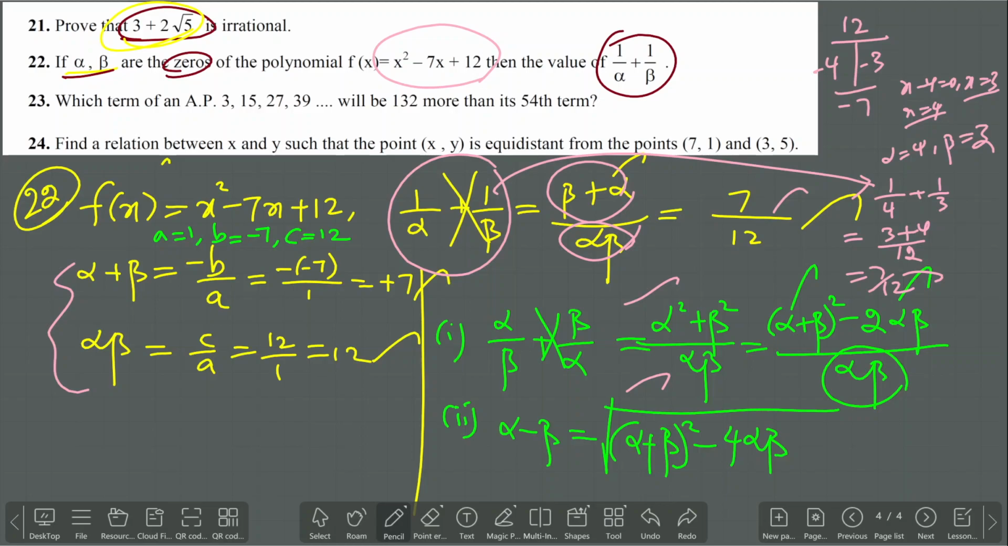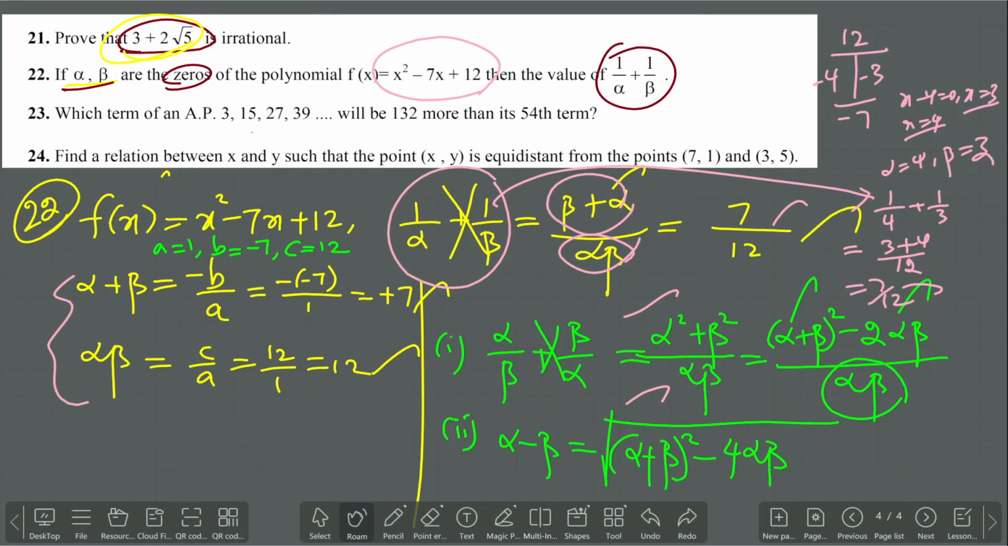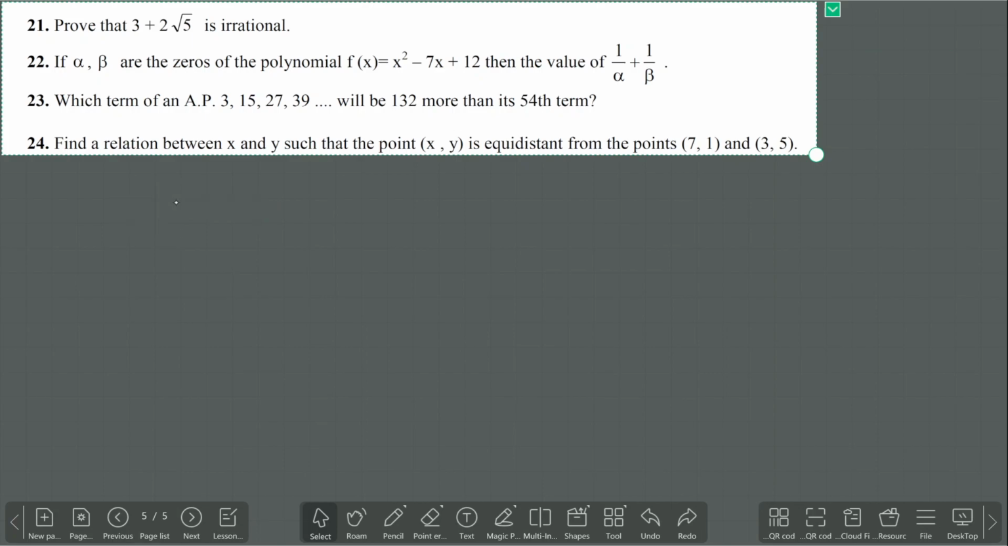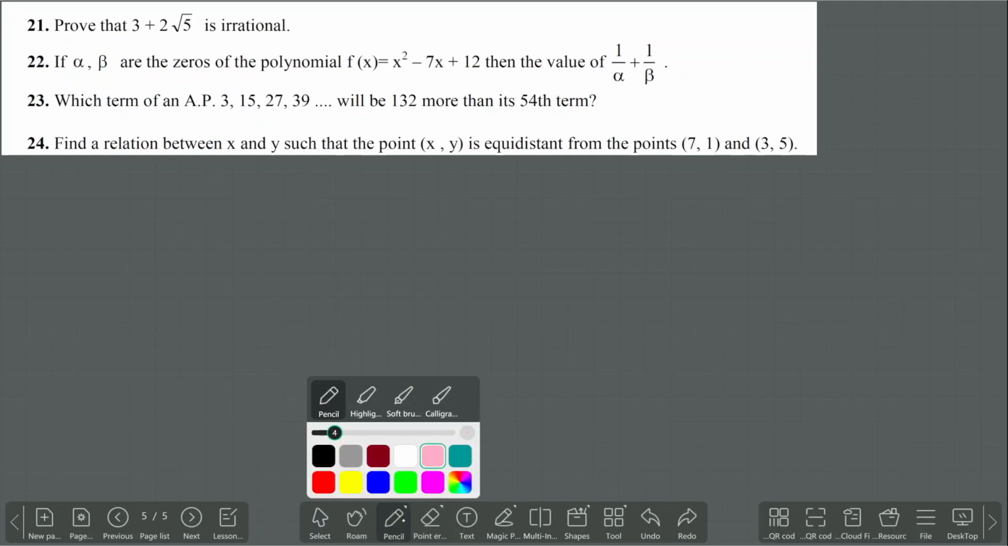23rd. Right, fine. Sorry, 22nd we are done, right? 23rd I am going. Okay. So 23rd question, what is it?